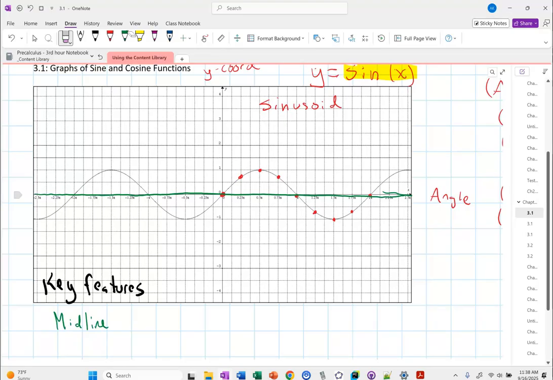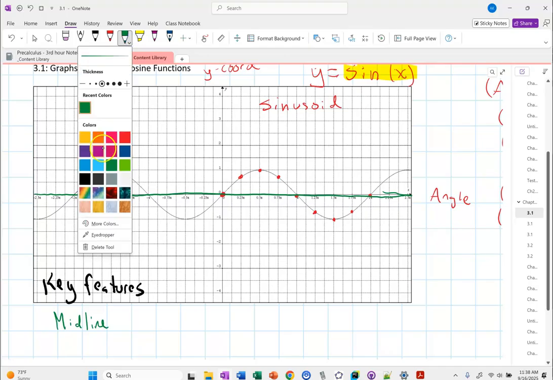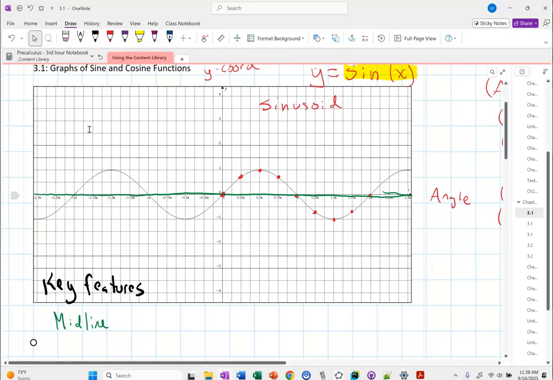Everybody's okay there? So I'm going to color code this vocab so as I draw it in there, and you look at it later, it's color coded. So the midline is the green thing.